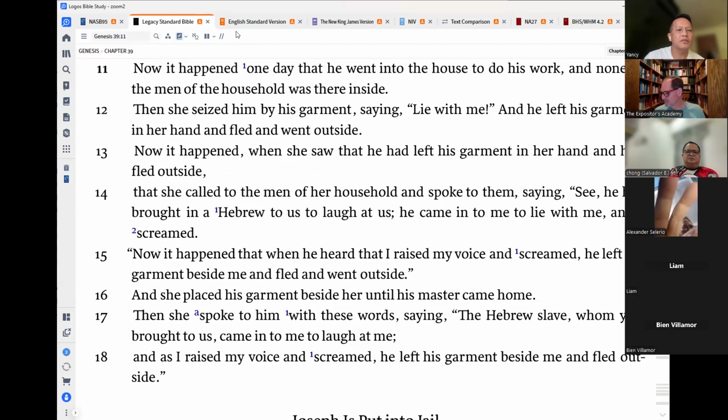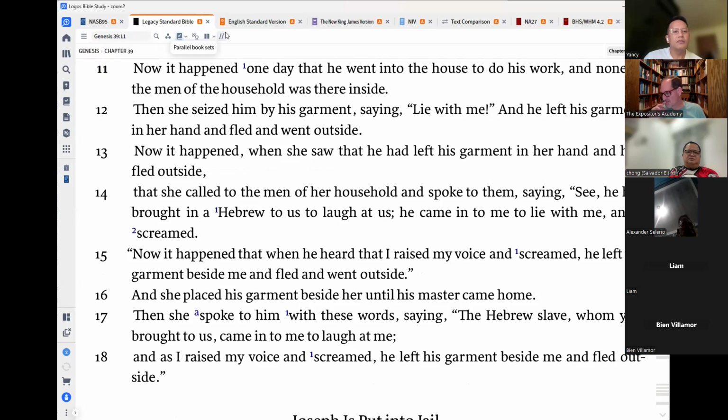Verse 11. Now it happened one day that he went into the house to do his work, and none of the men of the household was there inside. Then she seized him by his garment, saying, "Lie with me." And he left his garment in her hand and fled and went outside.